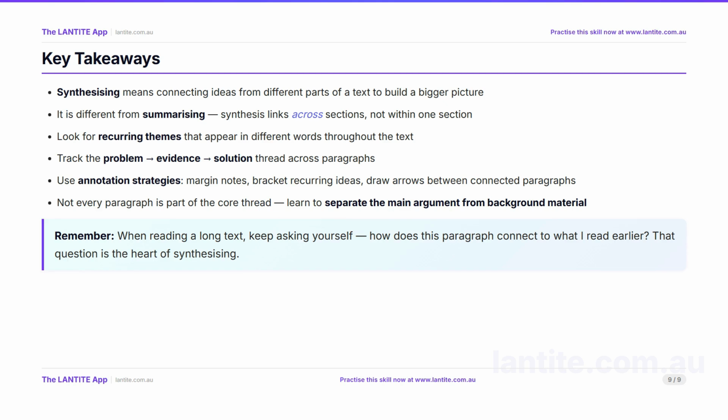Use annotation strategies: margin notes to label each paragraph's role, brackets or underlines for recurring ideas, and arrows between connected paragraphs. And remember, not every paragraph is part of the core thread. Learning to separate the main argument from background material is an important part of this skill. The question to keep asking yourself while reading is, how does this paragraph connect to what I read earlier?